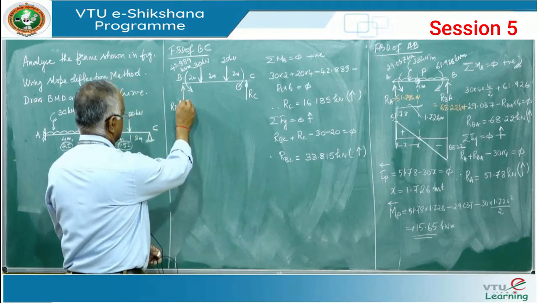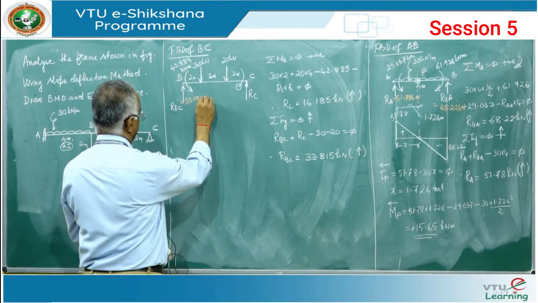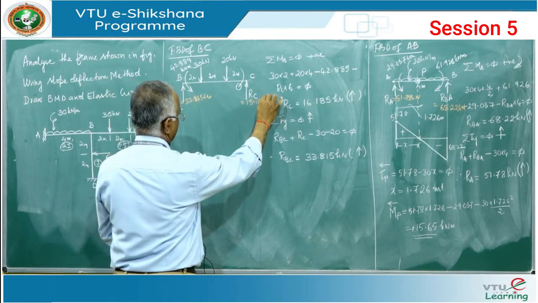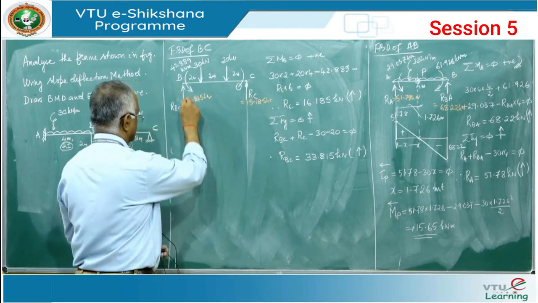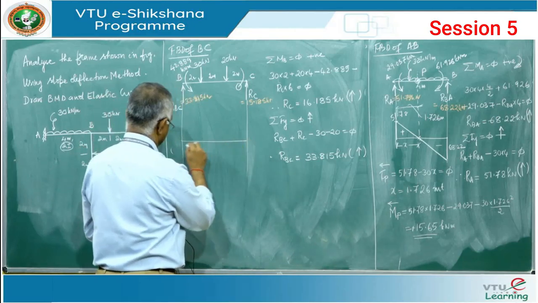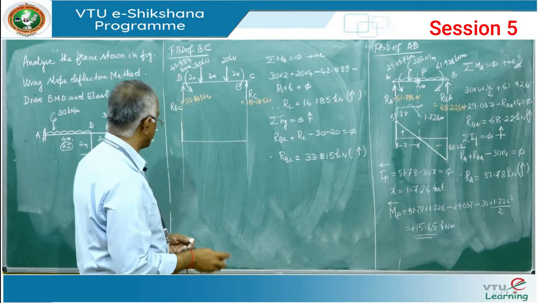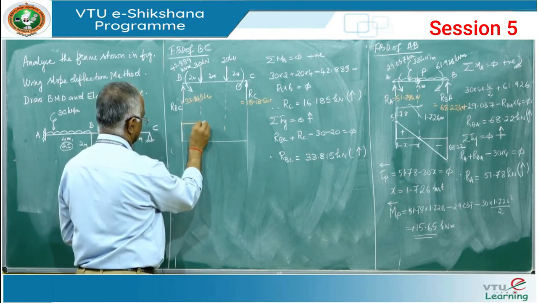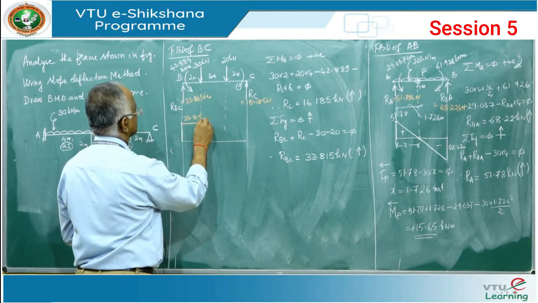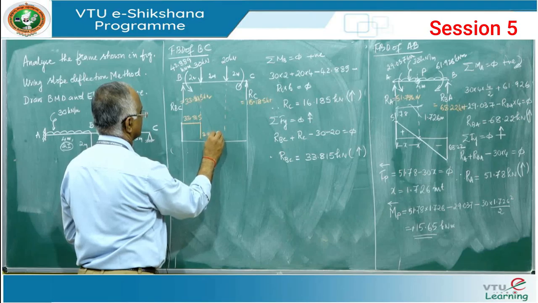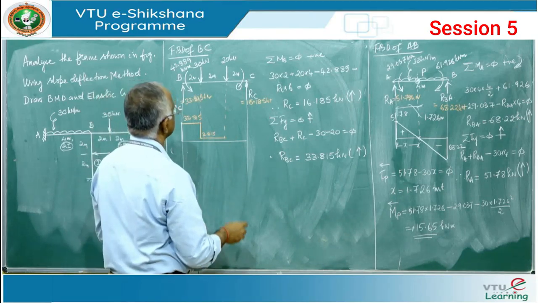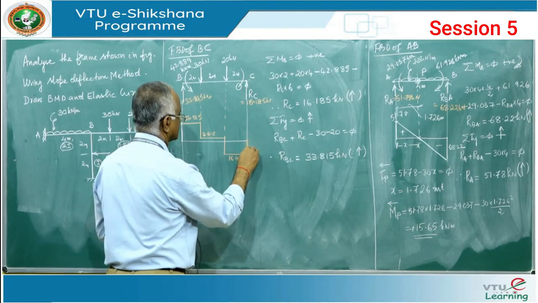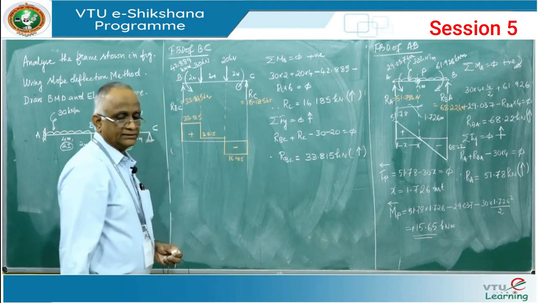Transfer them onto the beam, 33.815 kilonewton, and 16.185 here. Constant, it comes down by 30, the remaining is 3.815. Again constant up to this point, 20 kilonewton, it comes down here, the remaining is 16.185. They have a reaction of 16.185, plus and minus.